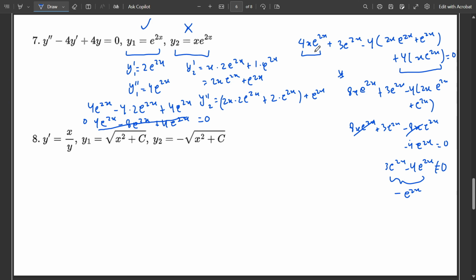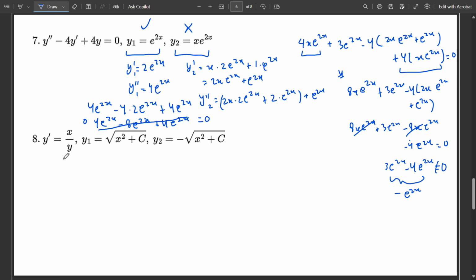So for x e to the 2x, from here y double prime, we have... okay, this is valid.